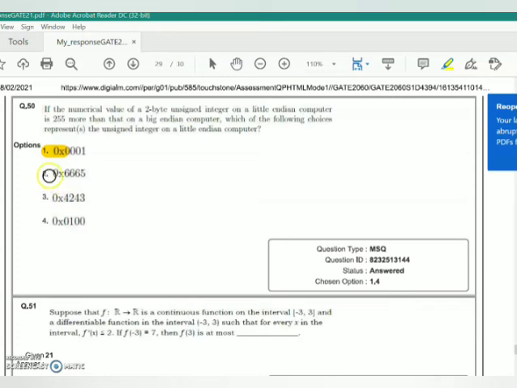Question number 50, options 1 and 3. We have to swap the LSB and MSB bits to 2 bits, and then check whether it is greater than 255 or not to represent it in little endian. So for the second it gives 6566, 0001 for option 4.